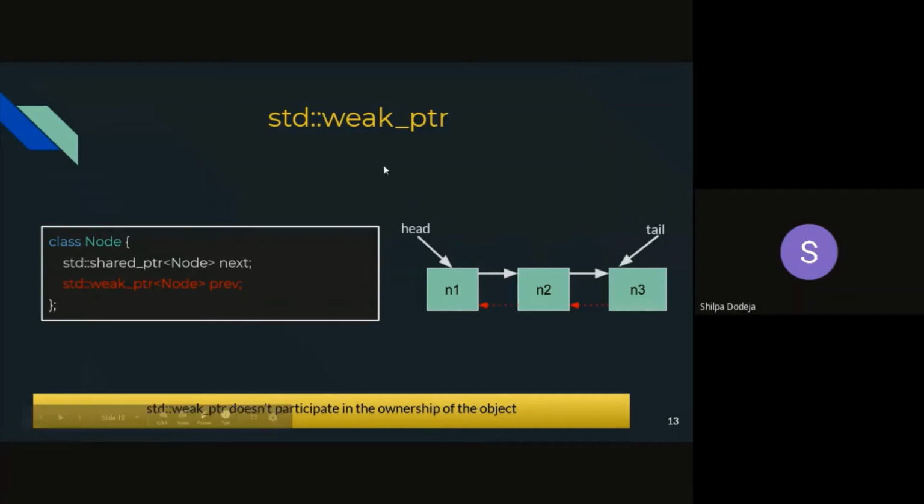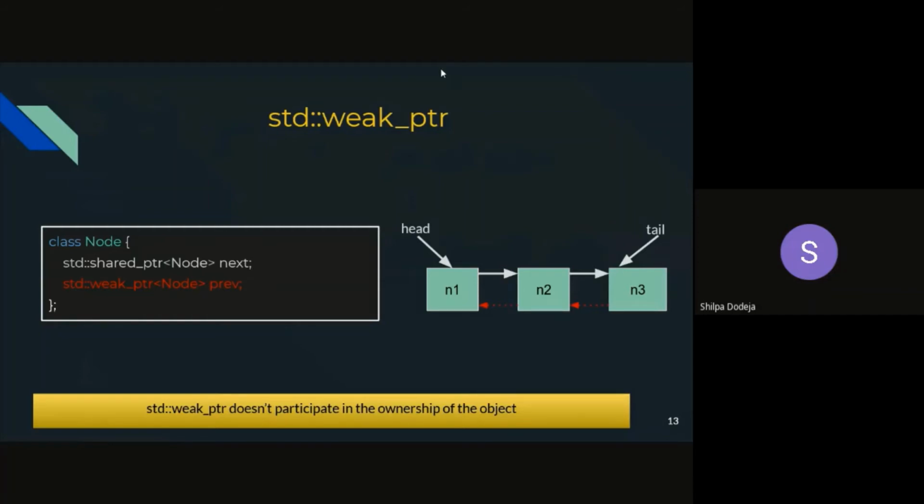If I change just one of the shared pointers to a weak pointer, it can be either one. I have kept the shared pointer for next and the weak pointer for previous. You can choose it the other way around. In this case, what will happen when N2's previous pointer is a weak pointer to the N1 node? N2 will just point to the N1 node, it will not own it.